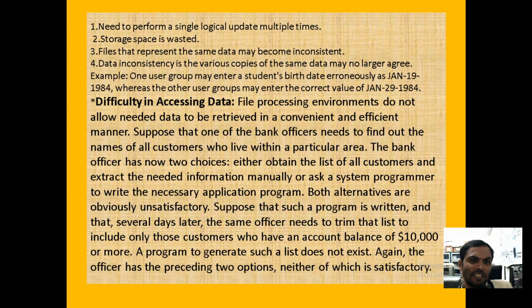The files that represent the same data may become inconsistent. Inconsistent means we are not storing quality data. Data inconsistency is when various copies of the same data may no longer agree. For example, one user group may enter a student's birth date erroneously as January 1984, whereas another group may enter the correct value, Jan 29, 1984. This we can call inconsistent data.